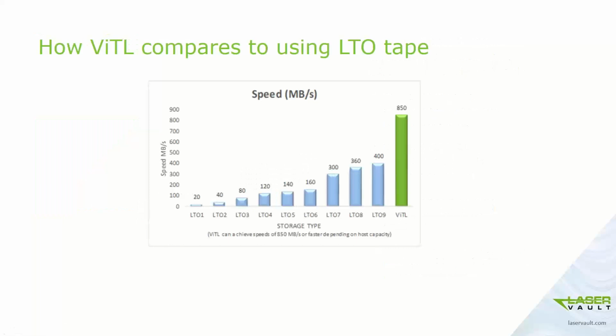If we do a comparison of LTO tape devices in terms of megabytes per second, you can see Vital on the far right, all the way up to 850 megabytes per second, over double the speed of LTO 9. So you can use the LaserVault Vital virtual tape solution to greatly increase the backup speed on your system.